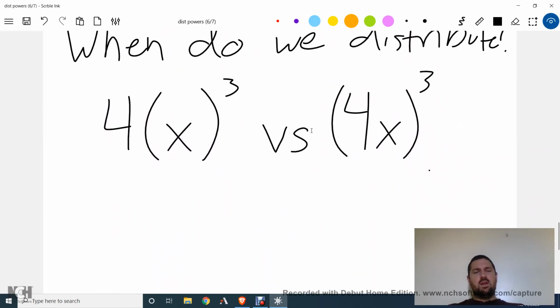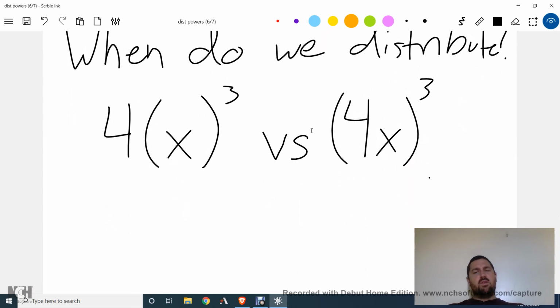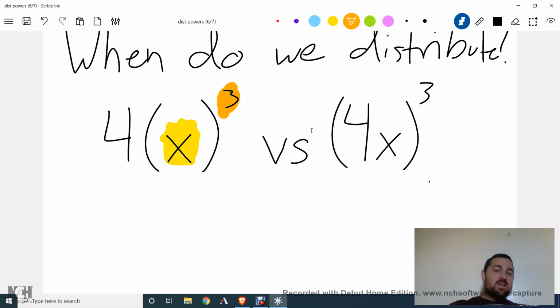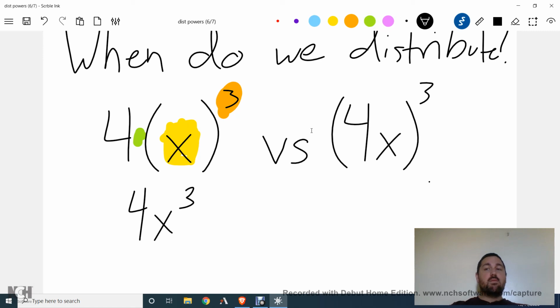Now, when do we distribute? Here's 2 examples, right? We have 4 times x to the 3rd, and we have (4x) to the 3rd. But let's look at this really carefully, right? In this case, we only have this one value inside the parentheses, right? And so from an order of operations standpoint, this exponent is going to happen before this multiplication on the outside happens. So this one ends up as just 4x cubed, right? The 4 is not being raised to the third power, just the x.